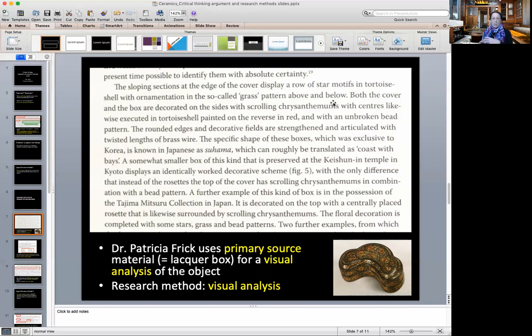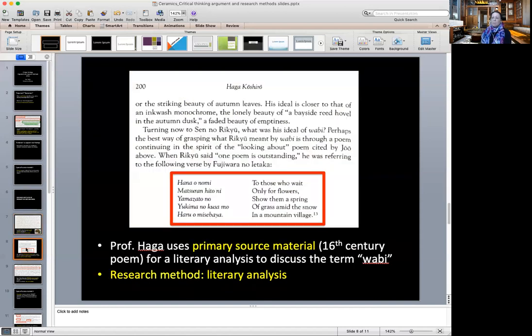So you can already see that she seems to be describing something, right? She is describing what you see on the lower right, which is a little lacquer box from the Goryeo period. So what she's doing here, as an art historian, is a visual analysis of an object. And that object, that lacquer box, is her primary source material. She's using this primary source material for a visual analysis, and that is her research method, visual analysis, okay?